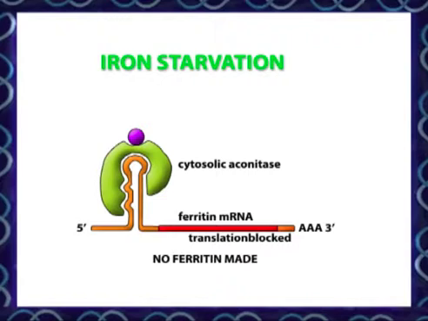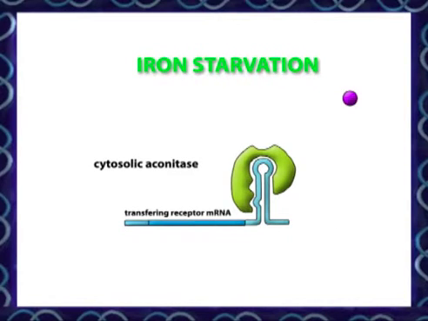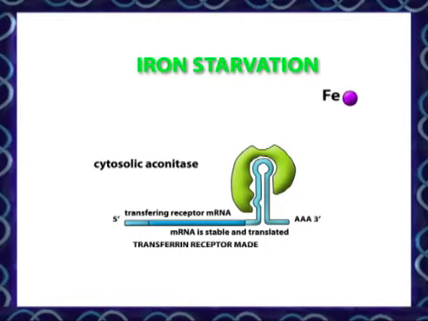Aconitase can also bind to a similar stem loop structure located at the 3' untranslated region of transferrin receptor mRNA. This binding enhances mRNA stability. Aconitase dissociates from the mRNA when it binds iron. Thus, when iron concentration rises, translation of ferritin mRNA is initiated, whereas transferrin receptor mRNAs are rapidly degraded.